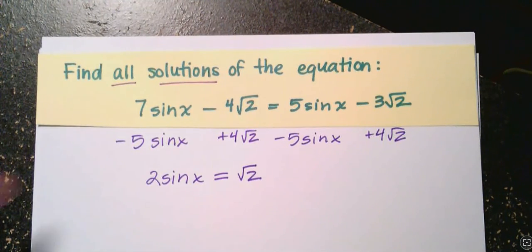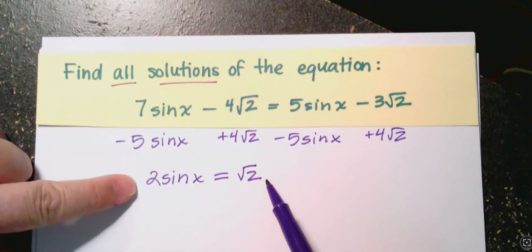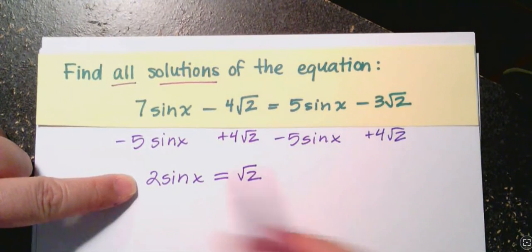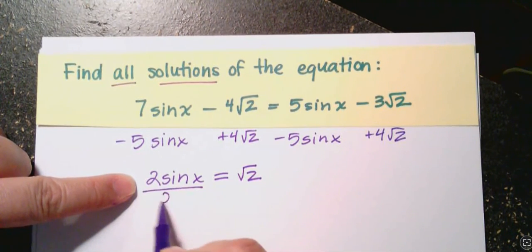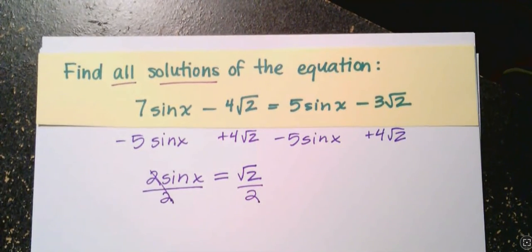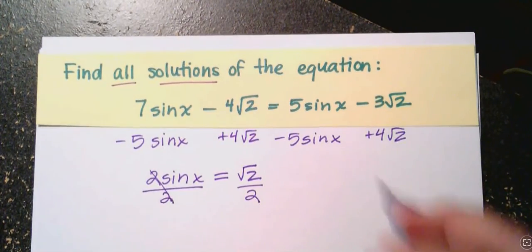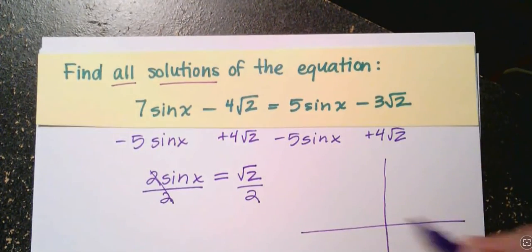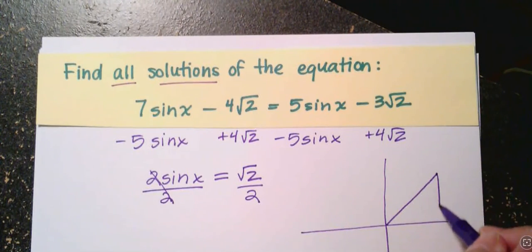So here we are. We have gotten to where the sine expressions are together on the left and the numerical part is together on the right. But I still have a 2 out in front of that sine I want to get rid of. And I get that. And sine of x being root 2 over 2, well, that's actually a pretty common unit circle value. So I know exactly where that happens. I know that the sine is equal to root 2 over 2.